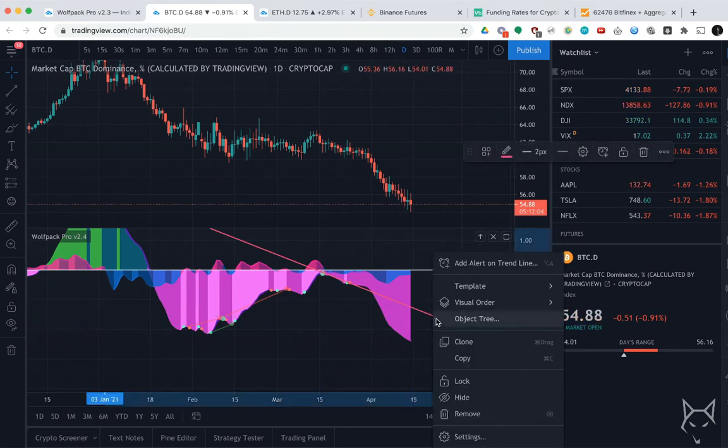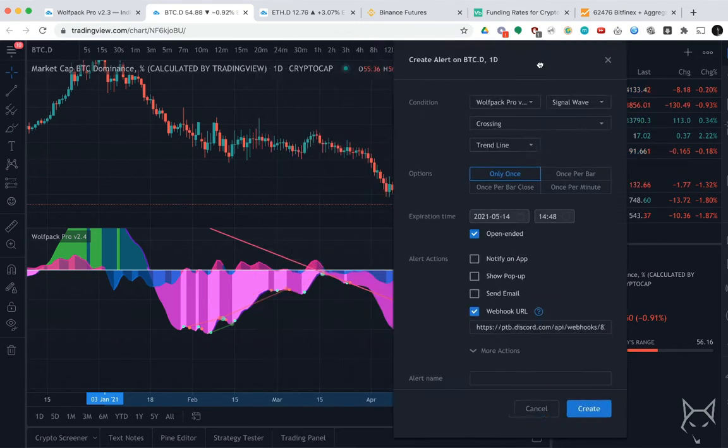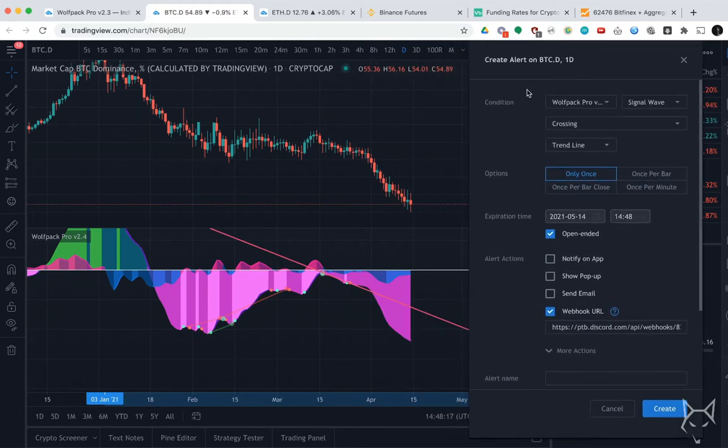So just right click on the line, add alert on the trend line. We might come up to it and reject off of it one more time, and we might cross over. So it's important to keep an eye on this chart specifically. So right click the line, select add alert on the trend line, and you're going to get this box that comes up for creating an alert, and you're going to see it actually has the trend line right here.